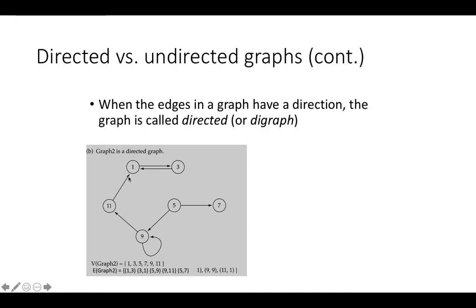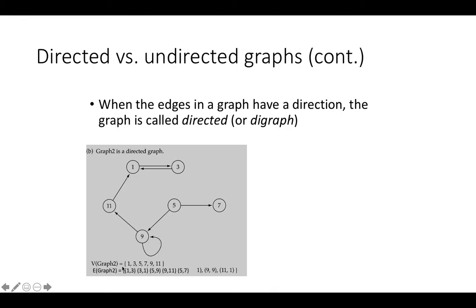So this edge means I can go from 11 to 1, but there is no other edge that tells me that I can go from 1 to 11. So this edge has only one way. If I can go from 1 to 3 and 3 to 1, I have to make 2 edges. So this is the directed graph. Also in such a situation, we can have an edge going from 9 to 9.